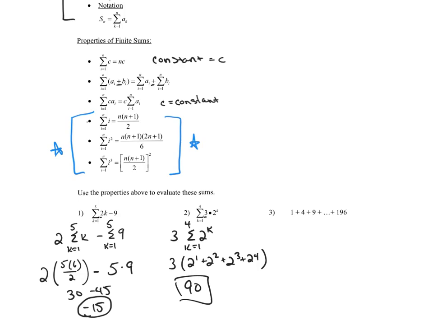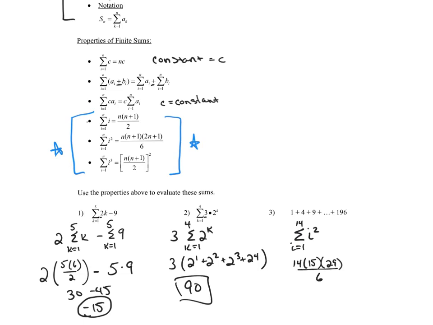All right, in the third example, we first need to write it as a summation. We see that this is a list of perfect squares, so i equals 1. 196 is 14 squared, and this is i squared. And then we'll go ahead and use the second starred rule. And so that summation would be 14 times 15 times 2 times 14 plus 1, so 29. All of that is over 6.